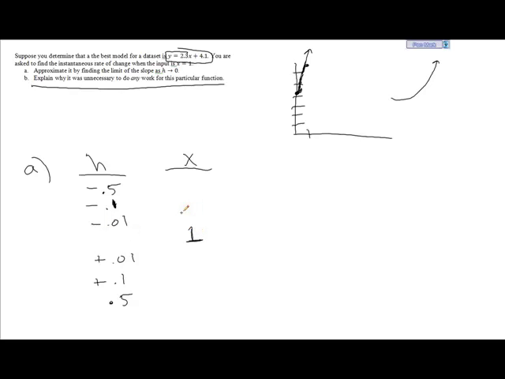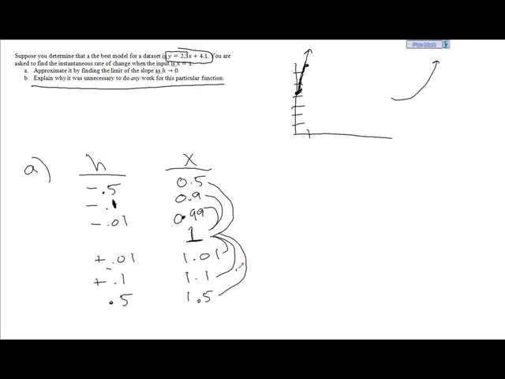So that means we're going to have 0.99, 0.9, and 0.5 on this side, and then plus 0.01 would put us at 1.01, and 1.1, and 1.5. Okay, so these are the inputs that we're going to be comparing. Now, just as usual, we're going to compare every one of these points to our point of interest, where we actually want to know the slope.